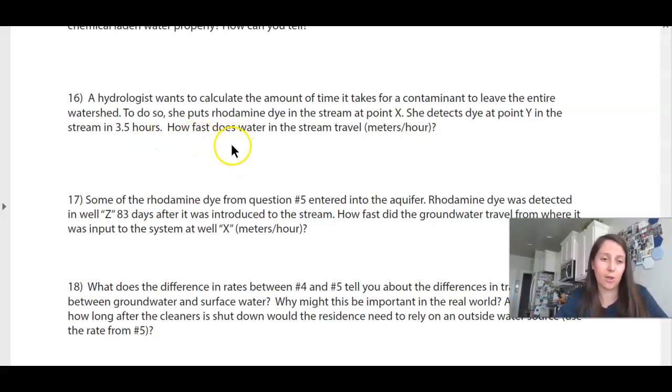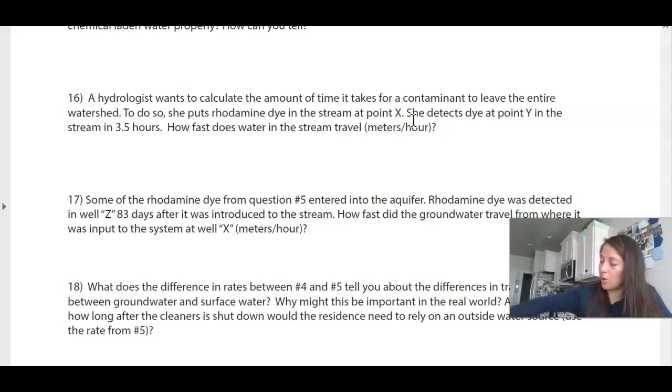So now they're asking you, how fast does water in the stream travel? And this has got to be in units of meters per hour. So the way you do that is you measure the distance between X and Y, and then you divide that by the hours, right? Meters per hour. So here they also give you a legend in the map. They say that 1 centimeter is equal to 100 meters. So you have to use a ruler that has centimeters on it, not inches, or you can use inches and then convert it to centimeters.